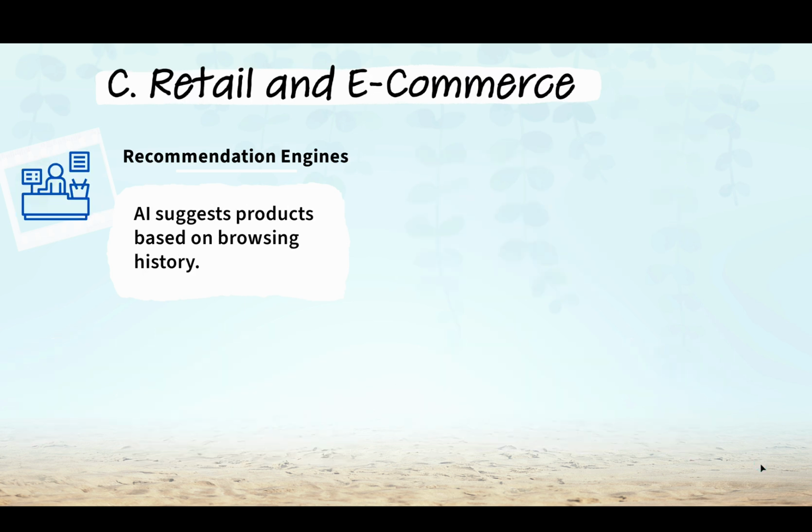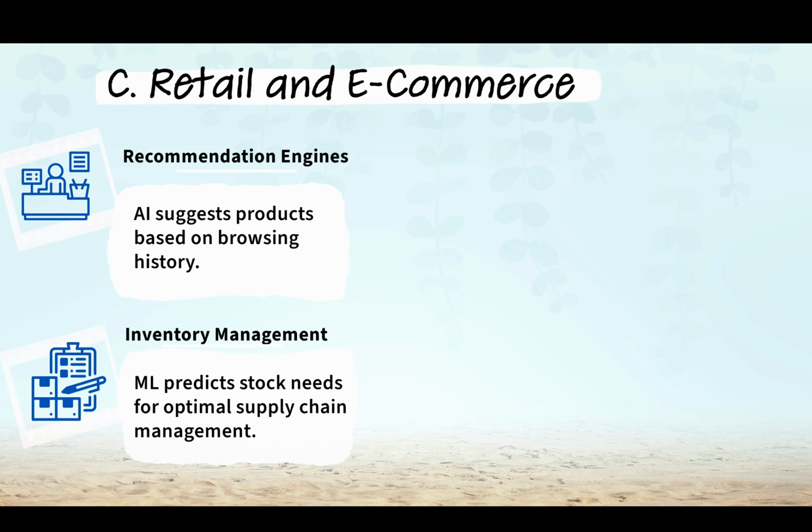C. Retail and e-commerce. Recommendation engines: AI-powered recommendation engines analyze customers' browsing history, past purchases, and preferences to suggest relevant products. This personalized approach enhances the shopping experience by presenting items that align with individual tastes and needs, driving customer engagement and sales. Inventory management: machine learning algorithms are used to predict stock requirements by analyzing historical sales data, seasonal trends, and customer demand. This enables businesses to optimize their supply chain, reduce excess inventory, and avoid stock shortages, ensuring efficient operations.